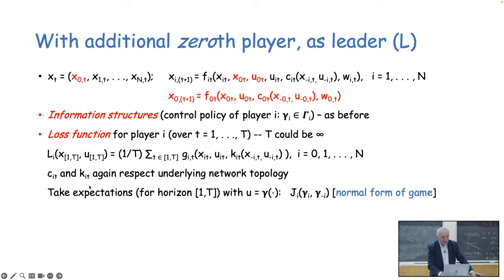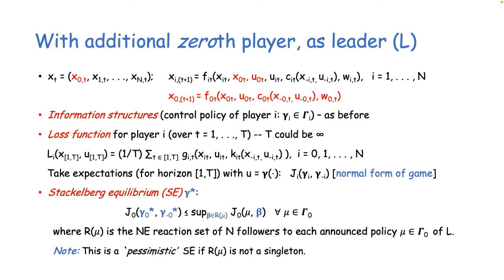And C_it and K_it, in this case, would respect the underlying network topology here: who connects to whom and how strong that connection is. And so you take expectations again over these loss functions, and the Stackelberg equilibrium is one where the zeroth player anticipates the reactions of the followers, who are playing a Nash game among themselves, and then on that reaction set optimizes his own performance. But the reaction set is not always a singleton, and in that case, to play a conservative game, you minimize the supremum over that reaction set.